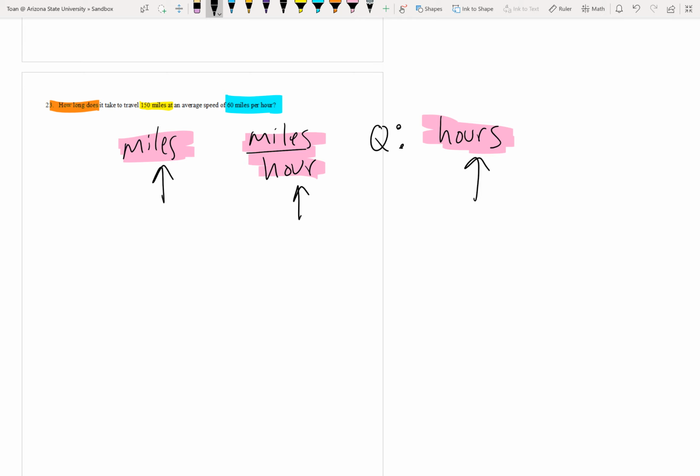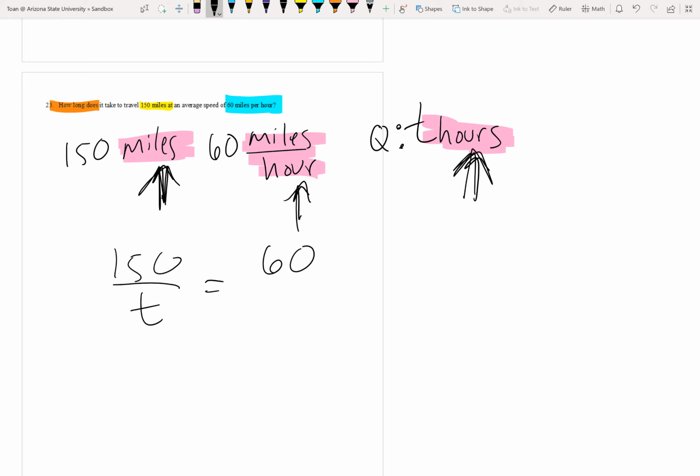Well, then we can think of the numbers. The miles they gave us was 150. The miles per hour was 60. It's asking us to solve for time, so I don't know what that is. So that's my variable t. And then you just use logic. Miles per hour equals miles per hour. So 150 over time equals 60.